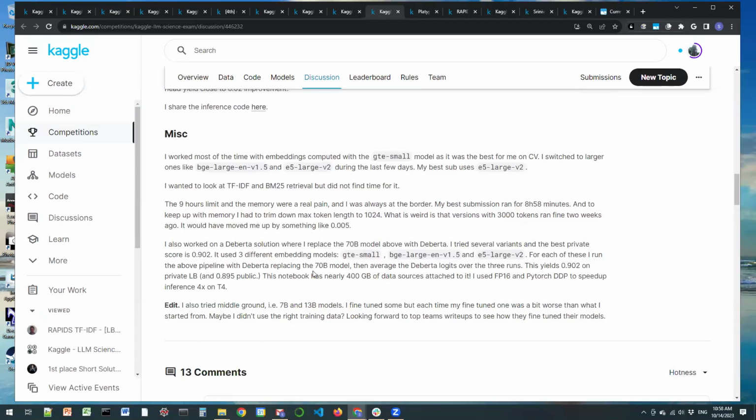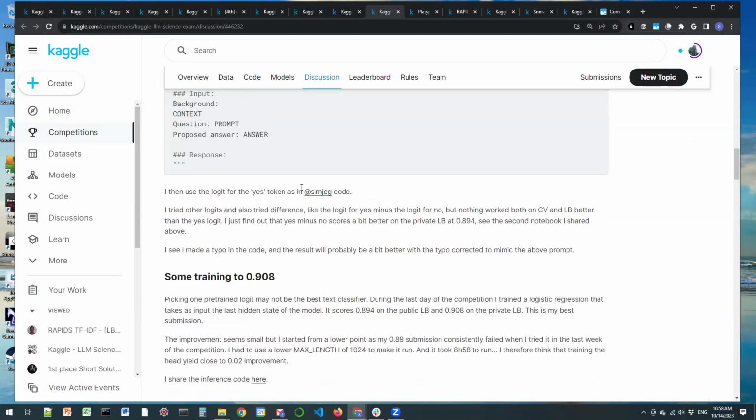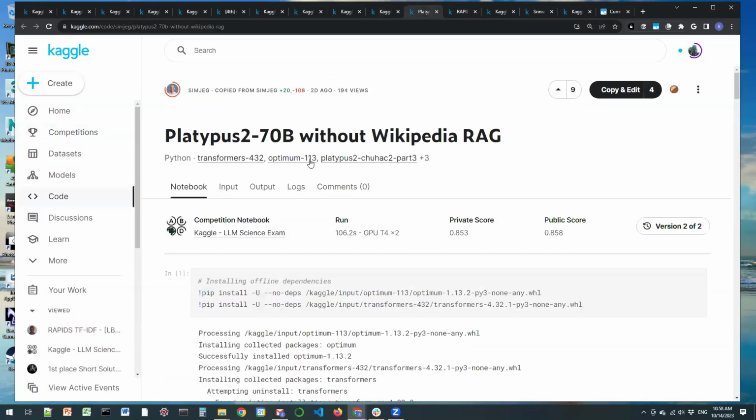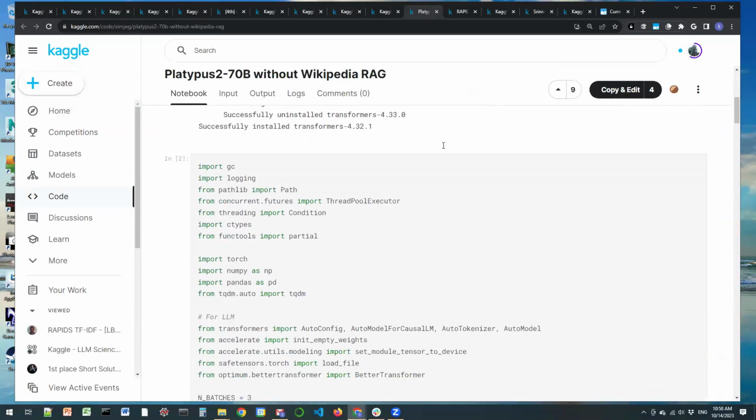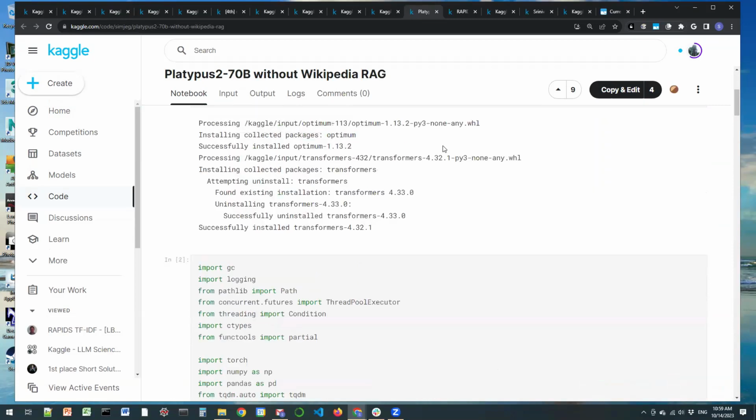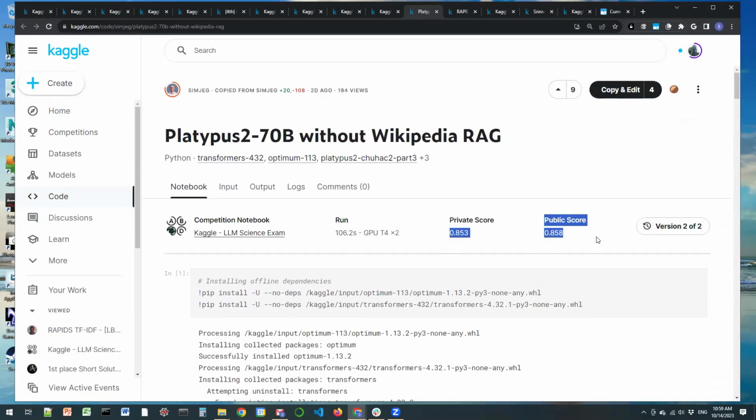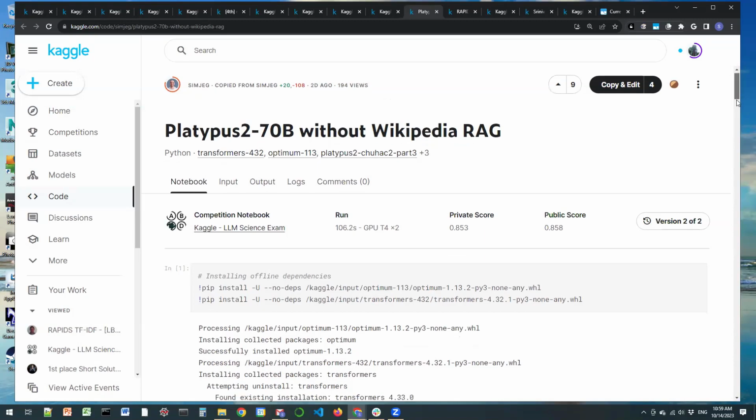Interesting too. Models, blah, blah, blah. 70 billion guy. But he said without Wikipedia RAG, so his score is only that, but he seems to imply that he did it without any RAG.